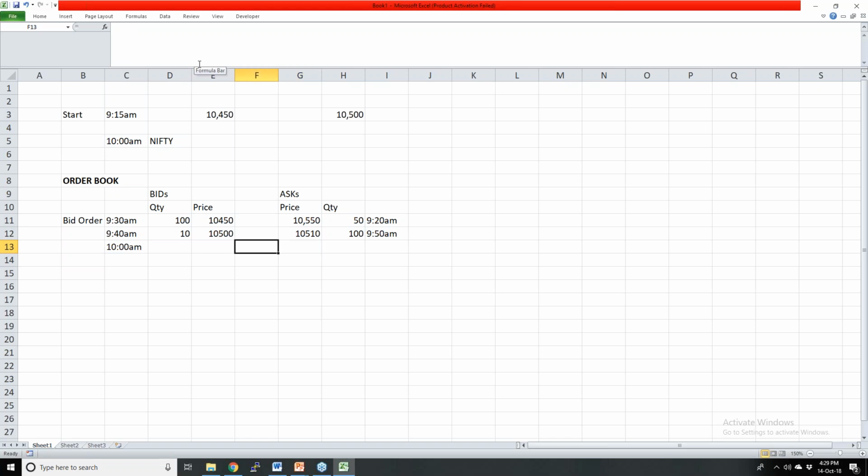And then at 10 a.m., there was a person who wanted to sell 5 shares at 10,500. So he sent an instruction to sell at 10,500. And immediately the exchange will match this bid with this sell, and you will have a trade at 10,500 for 5 shares. Is this clear? Guys, is this clear?